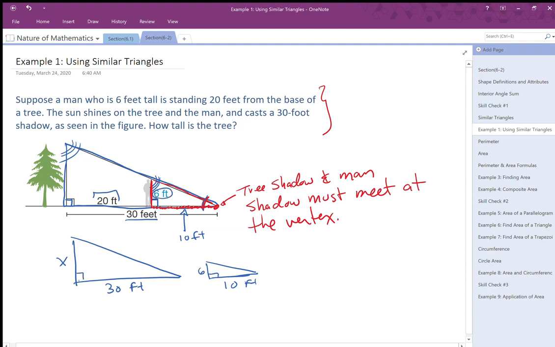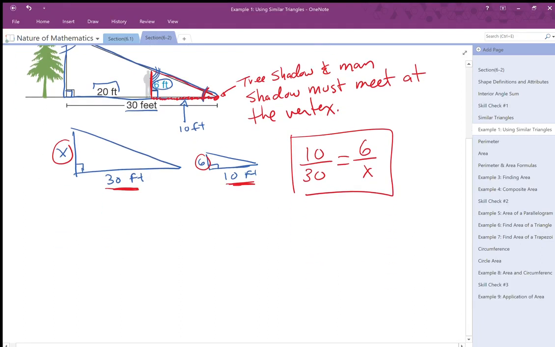So now we can write a proportion, and we have to use the corresponding parts of the triangle. So if the base of the little triangle is 10, and I put that over the base of the large triangle, which is 30, I can set that equal to the height of the little triangle, which is 6, over the height of the large triangle, which is x. And now we can cross multiply and solve the cross product. We get 10x equals 6 times 30 is 180. X is 18. That means that the tree is 18 feet tall.